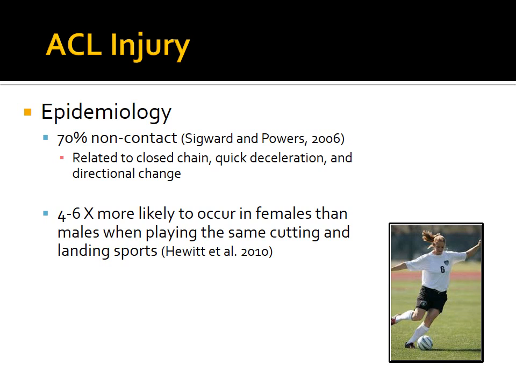The bottom line is that females playing cutting and landing sports are 4 to 6 times more likely to sustain an ACL tear than their male counterparts. And much of the research right now is devoted to trying to understand the underlying reasons for this and leading into how we can prevent this injury in the future.